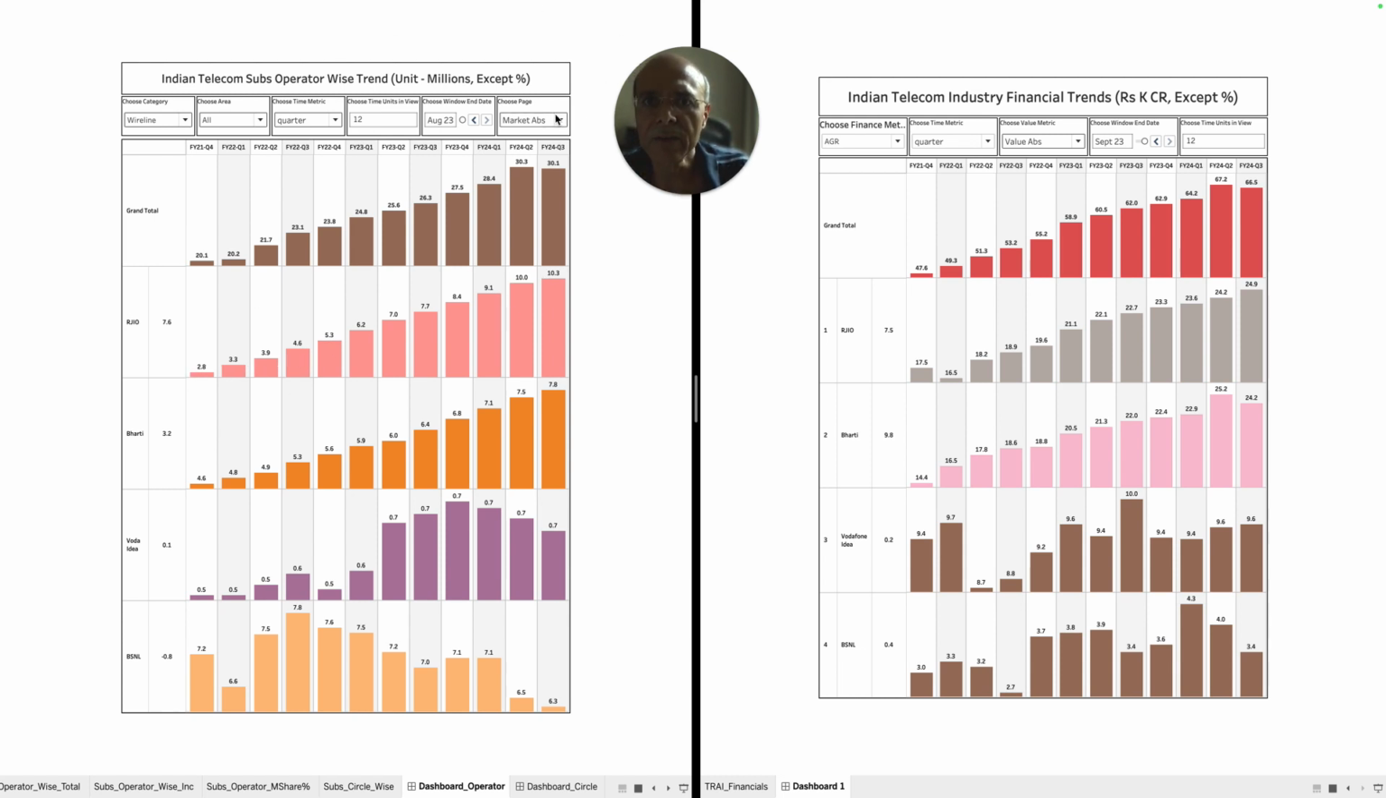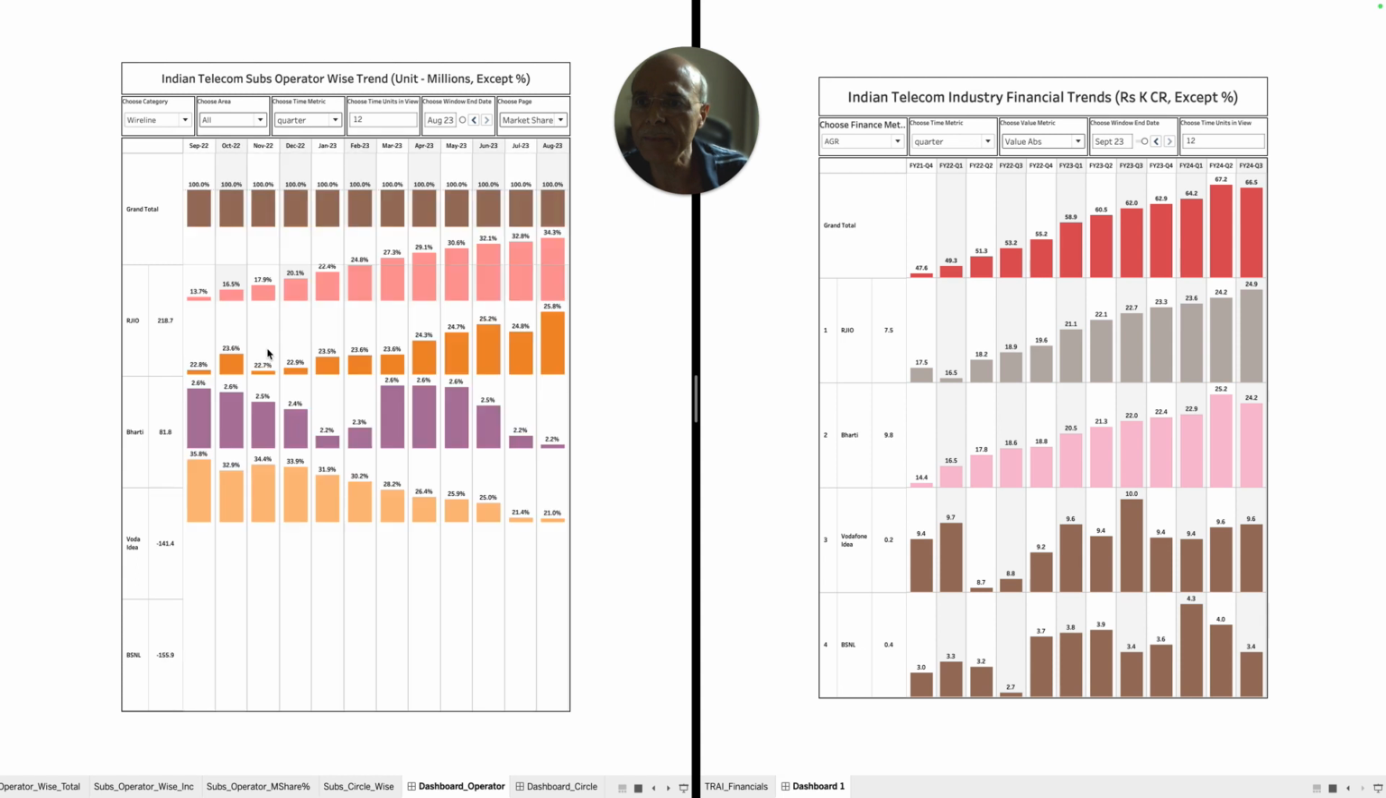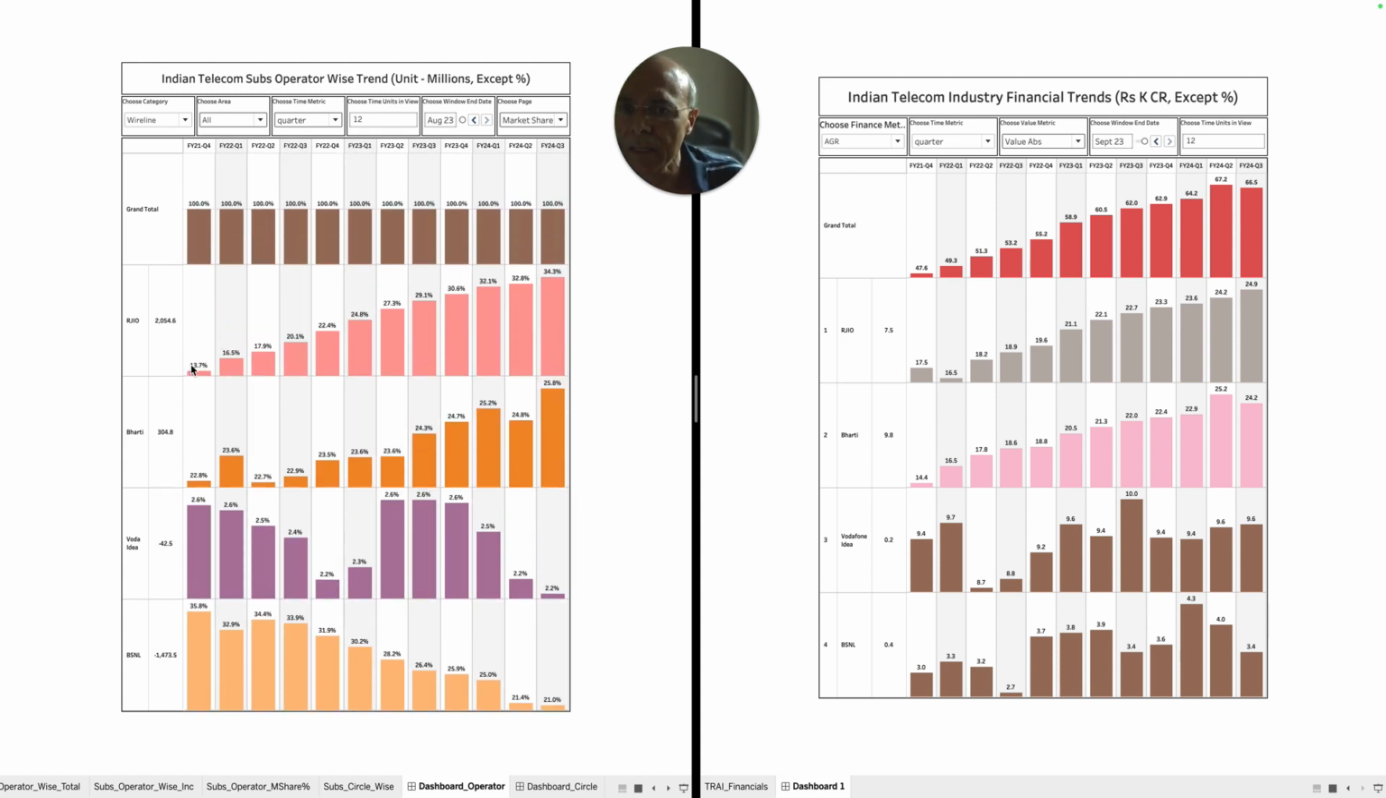If I look at market share here, Reliance Jio's market share was 13.7% at the start of this first quarter. It has now gone to 34.3%, a significant increase. Similarly, Bharti has also increased its market share. Reliance has increased its market share by 2054 basis points. Bharti has increased its market share by 304 basis points. Now, Vodafone Idea has lost market share, though Vodafone Idea is not a player in wireline, so we can simply discount it.